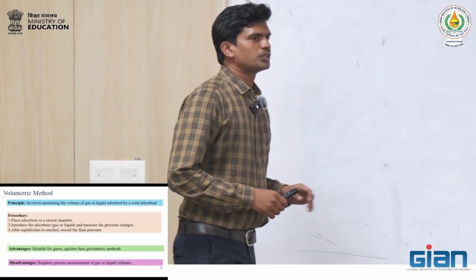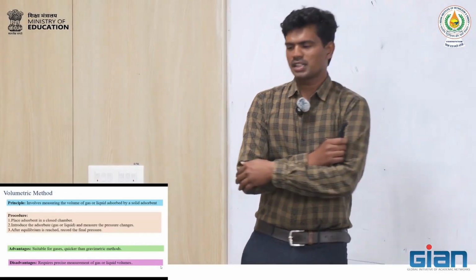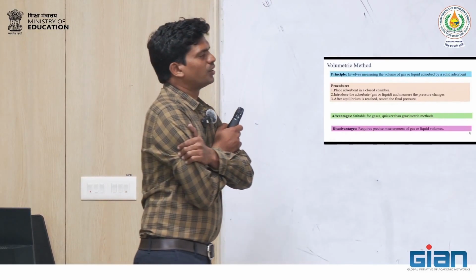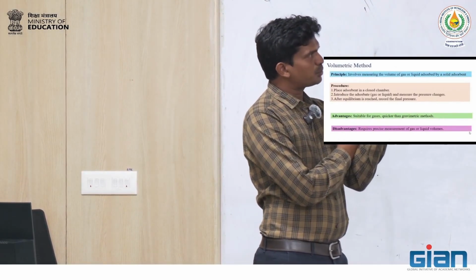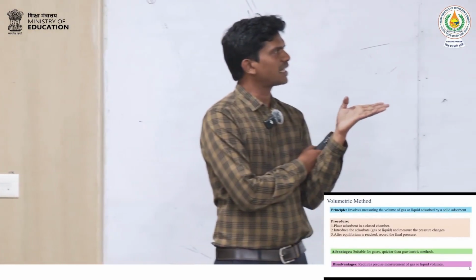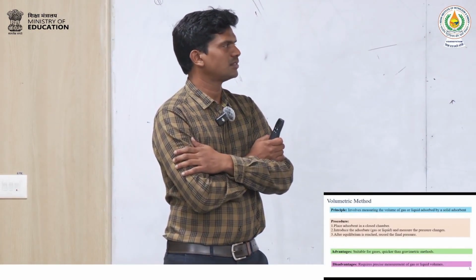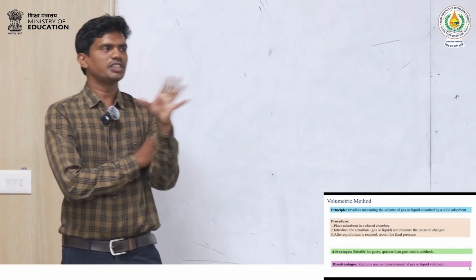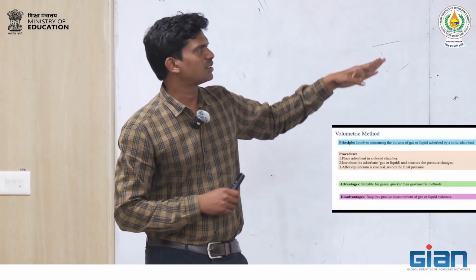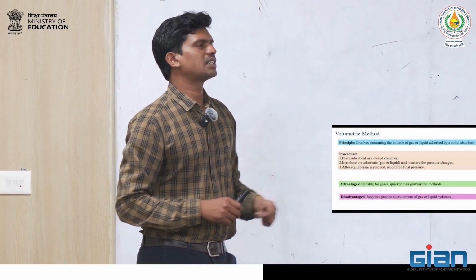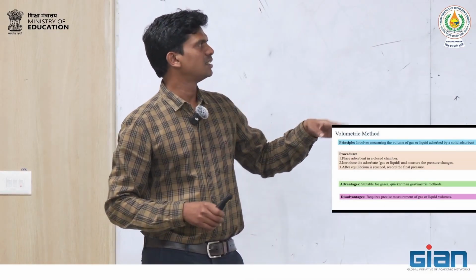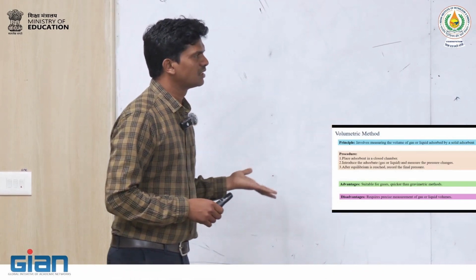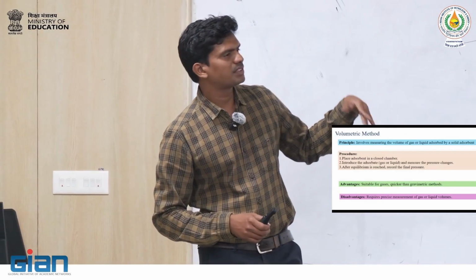Right. So this is the simple thing, but let's see how we do it in reality. The principle here is that we measure the volume of the gas adsorbed by a solid adsorbent. That is the principle overall. This is the procedure: we place the adsorbent material in a chamber, introduce the gas, and measure the pressure changes. After equilibrium is reached, record the final pressure.